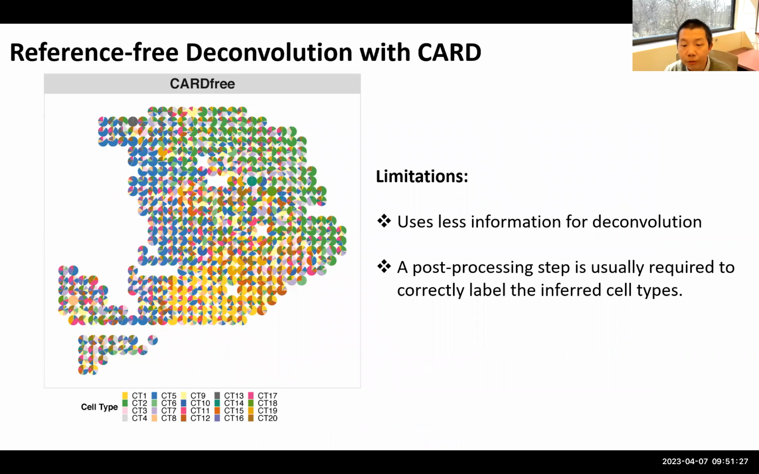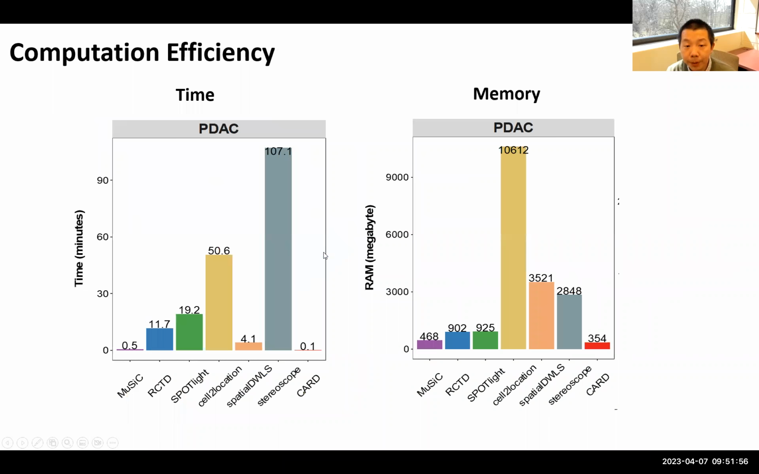And with CARD, you can also perform reference-free deconvolution. In the reference-free setting, certainly you use less information, so you tend to generate less accurate results compared with the reference-based approach, especially when the reference fits your spatial transcriptomics data well. In this particular case, you can see that generally it works pretty well. It captures the general structure of the tissue. But in this particular cancer domain, you no longer see the subdomains anymore. You can also examine computational efficiency. CARD is very fast compared with other methods, and also uses relatively low memory. It's actually quite comparable with the bulk method MuSiC.